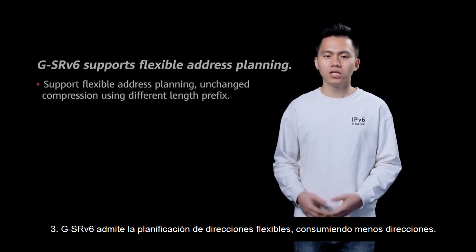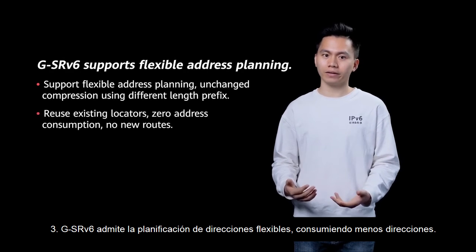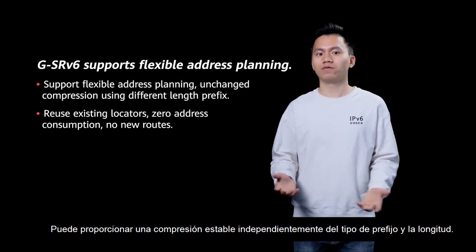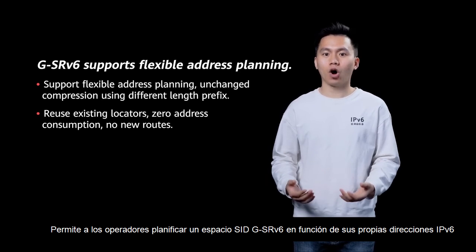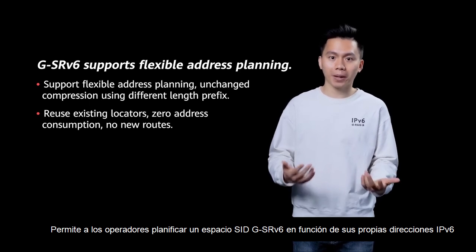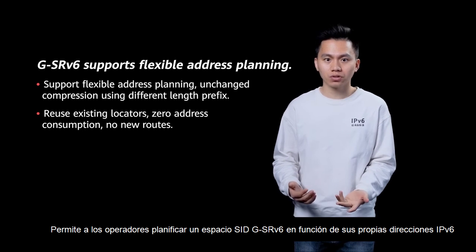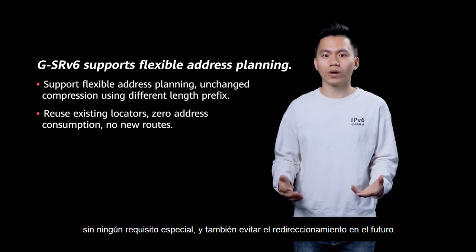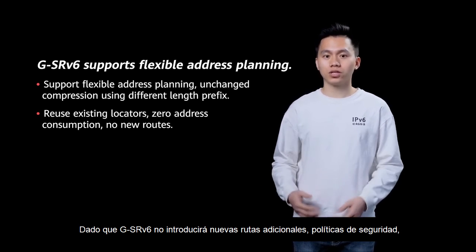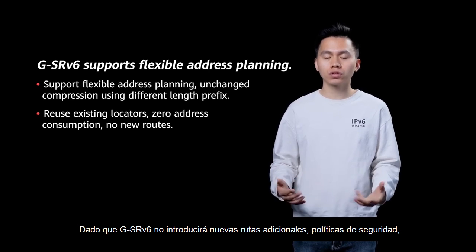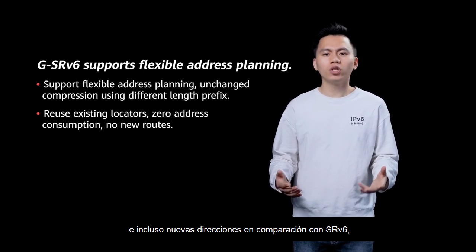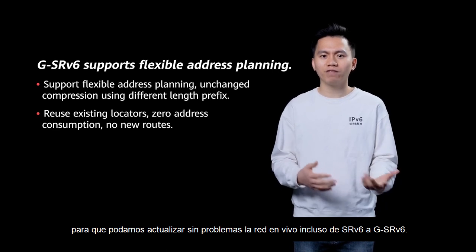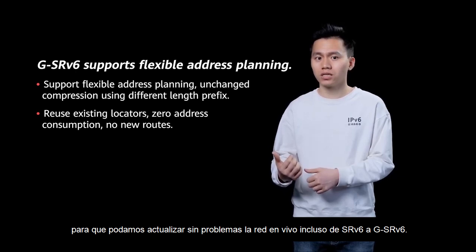The third one is that G-SRv6 supports flexible address planning, consuming fewer addresses. It can provide stable compression regardless of the prefix type and length, and it allows operators to plan the G-SRv6 address space based on their own IPv6 address without any special requirement. And also we can avoid readdressing in the future. Since G-SRv6 will not introduce new extra rules, security policies, or even new addresses compared to SRv6, we can smoothly upgrade the live network from SRv6 to G-SRv6.